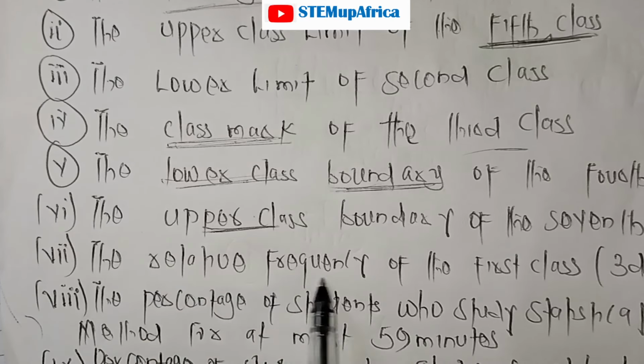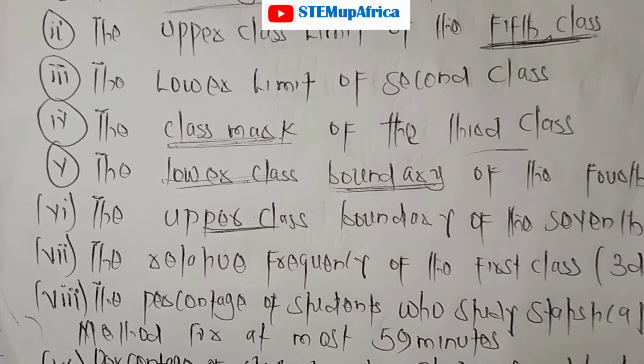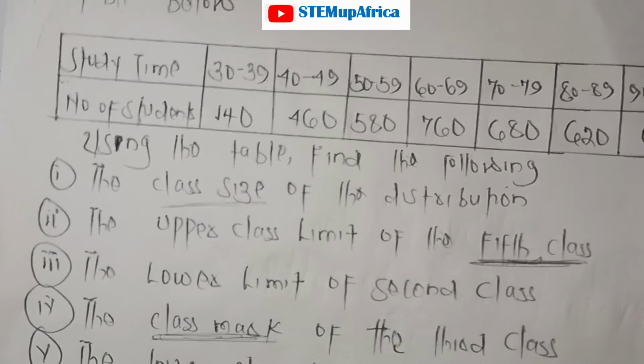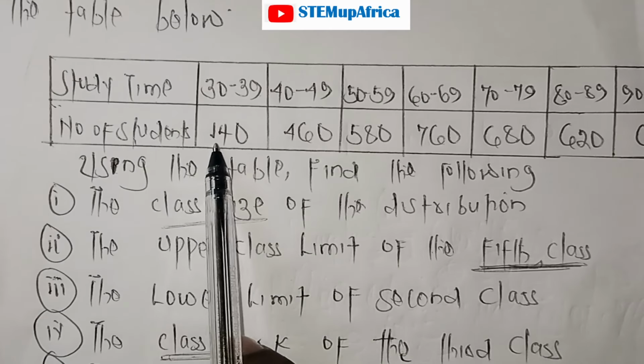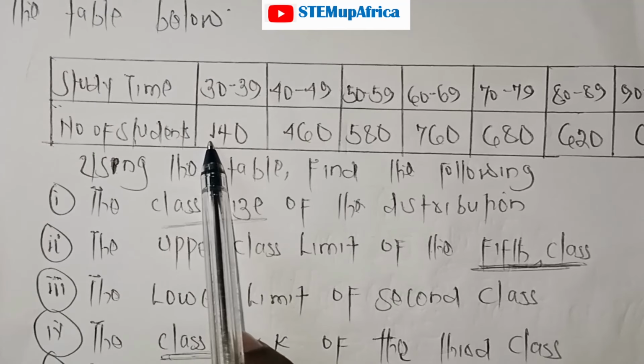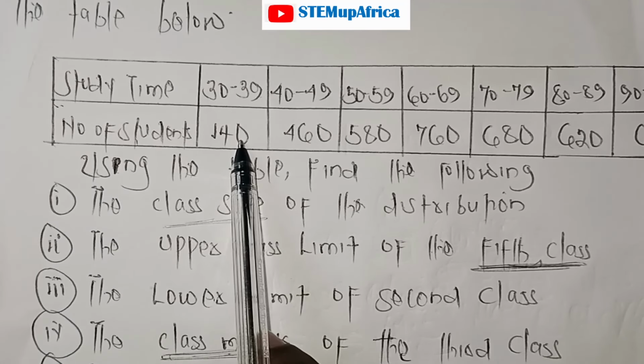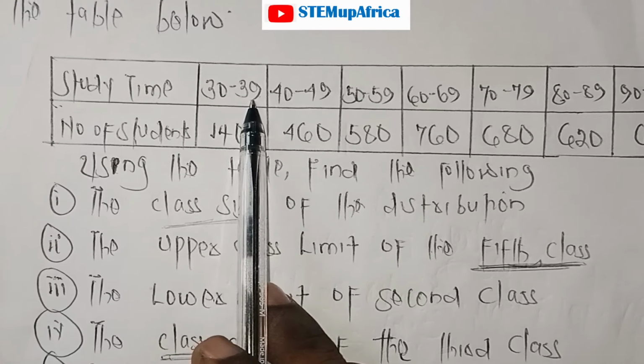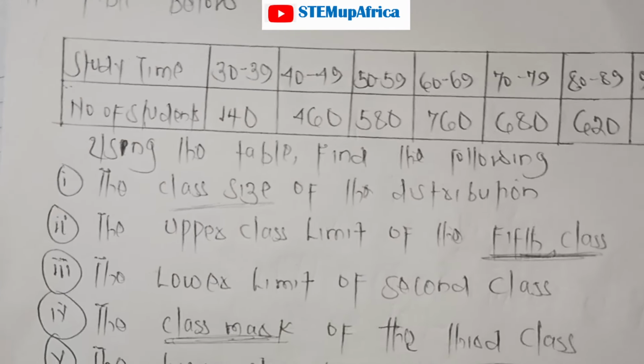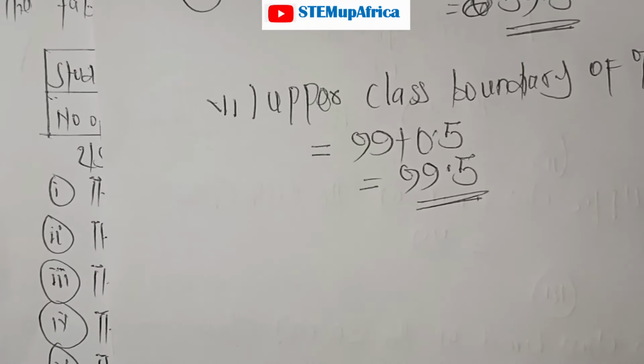So let's go to the next question, which is Roman figure 7. It says the relative frequency of the first class to 3 decimal places. So what is the first class? What is the frequency there? The number of students that represents the frequency is 140. That's the frequency of the first class, which is 30 to 39.